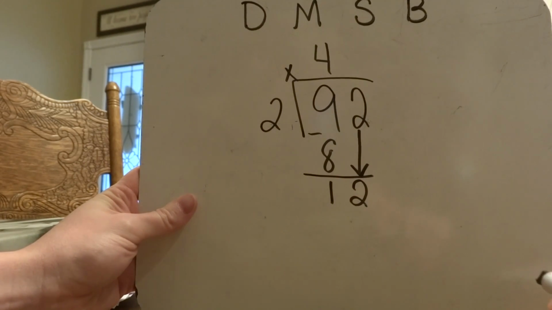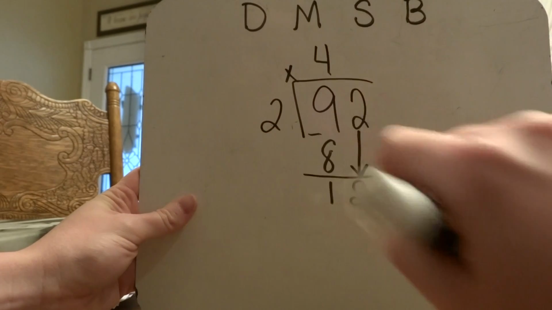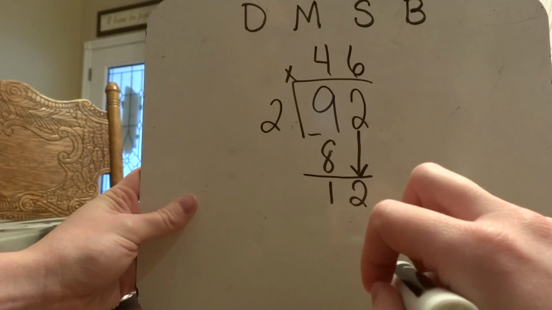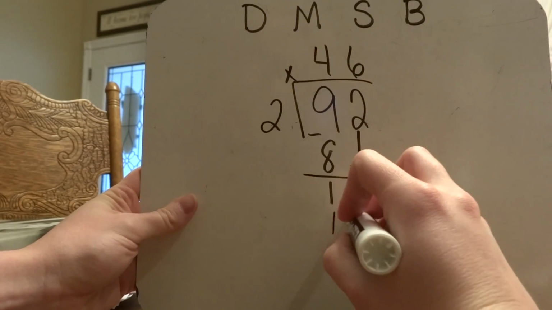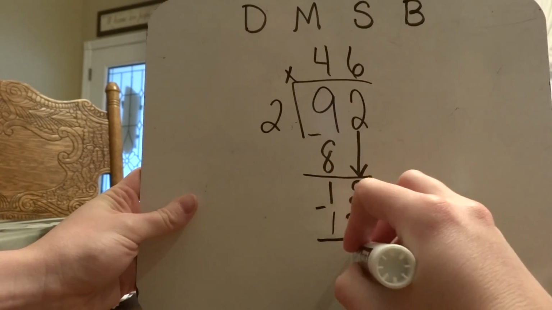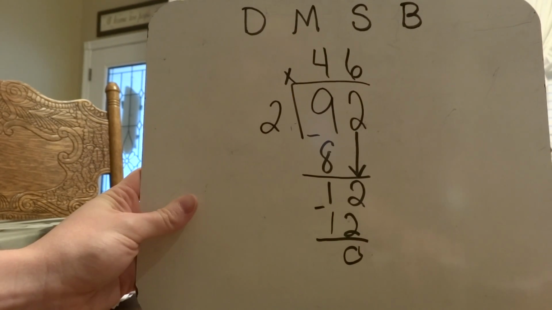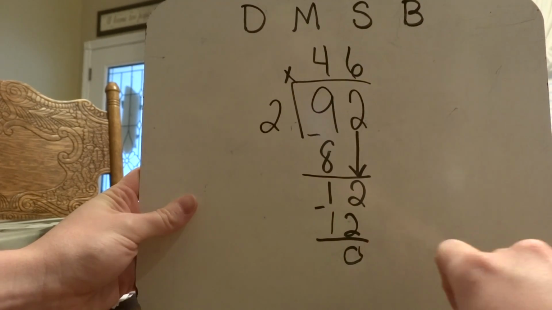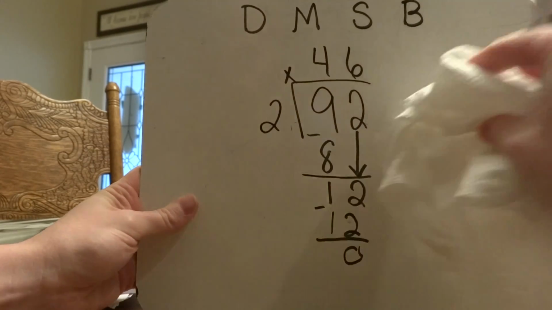Now we have to start over. My new division problem is 12 divided by 2. We can get 6 groups of 2 out. Now let's multiply. 2 times 6 is 12. Subtract, and I have nothing else to bring down, so I am finished. Our quotient here is 46 with a remainder of 0. All right, let's look at one that has a remainder.